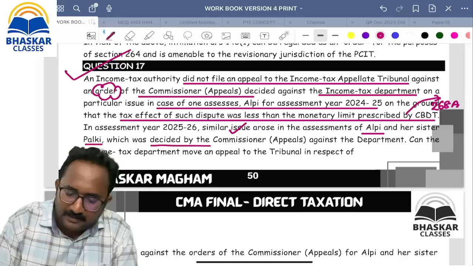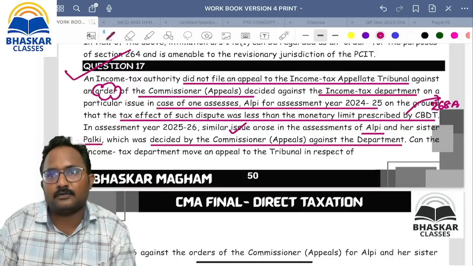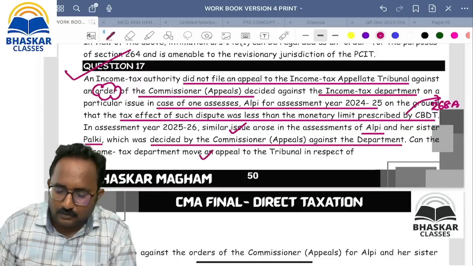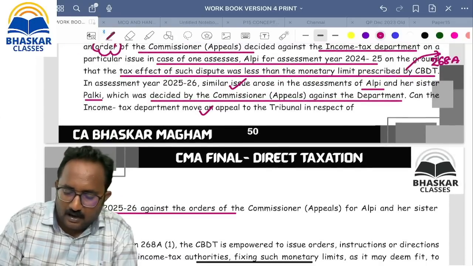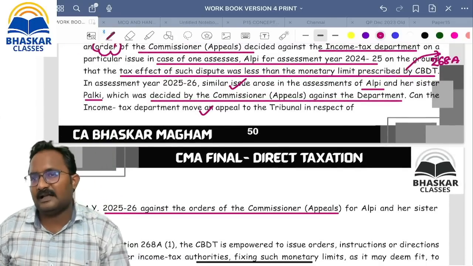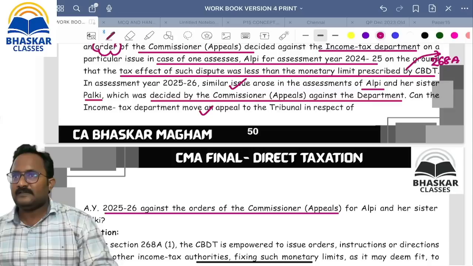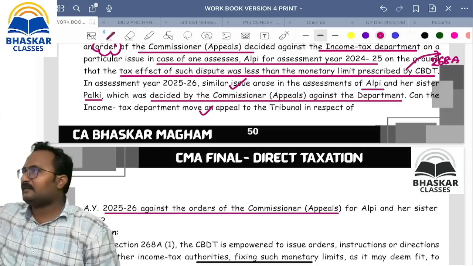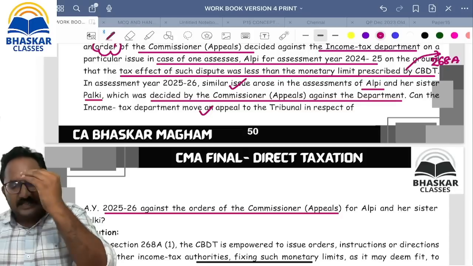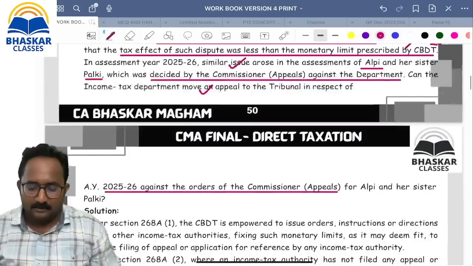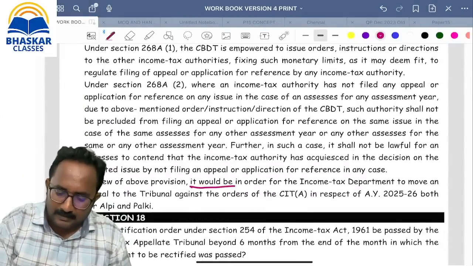Now, a similar issue arose in the assessments of Alpi and her sister Palki, which was decided by the Commissioner of Income Tax against the department in the next year also. So now the Income Tax Department wants to move an appeal in respect of assessment year 25-26 against the orders of the Commissioner of Income Tax for Alpi as well as Palki. Can they do it? Yes. In the first instance, we were following the directions of section 268A. Next also, if they are doing the same thing within the limits also, we don't want to tolerate it, we can make an appeal before the Income Tax Appellate Tribunal.